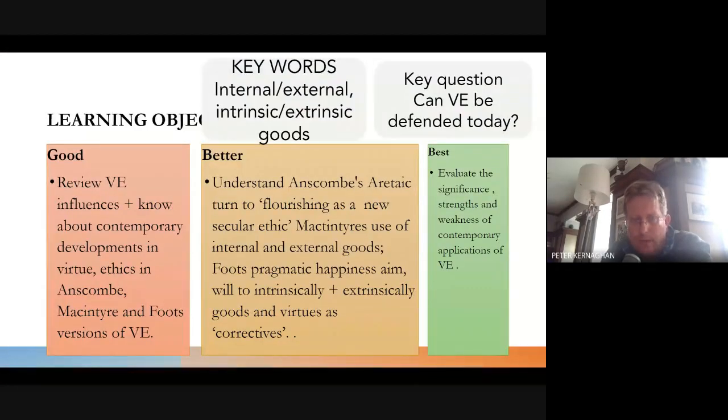So it would be really good today if we could know these contemporary developments and the basics of what Anscombe, MacIntyre and Foot develop. Even better if we can understand Anscombe's idea of flourishing as a new secular ethic, or MacIntyre's differentiation between internal and external goods, or Philippa Foot's pragmatic lowering of the bar on the happiness aim, and her interest in intrinsic and extrinsic goods and virtues as correctives. And then we might get a chance to evaluate some of these thinkers' work.